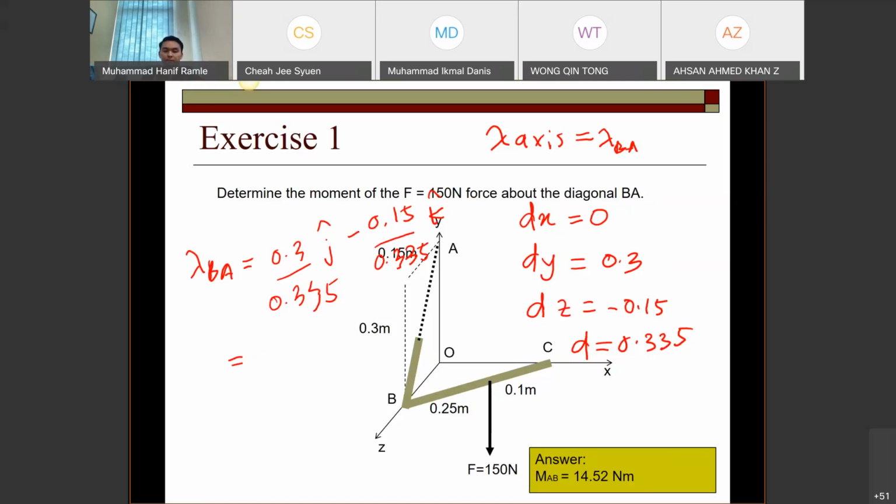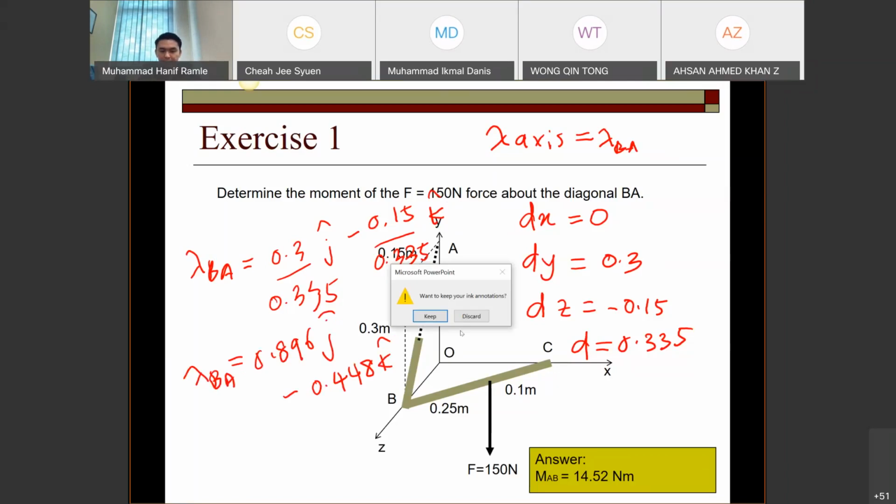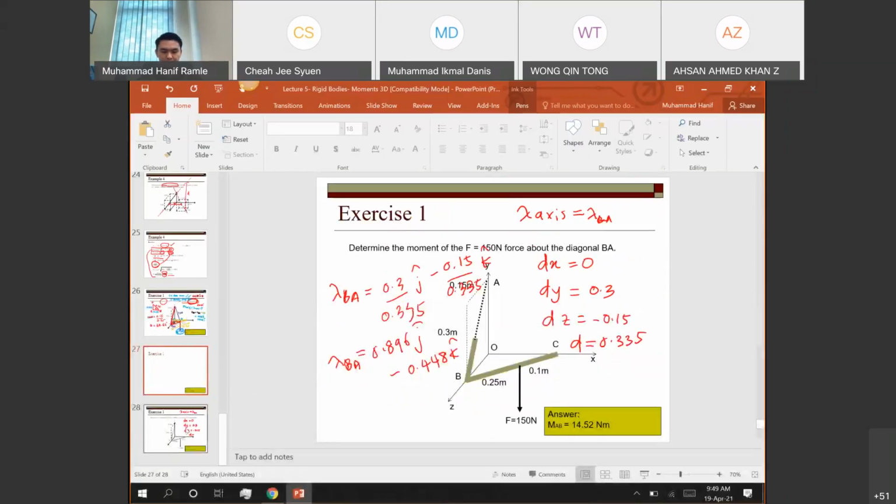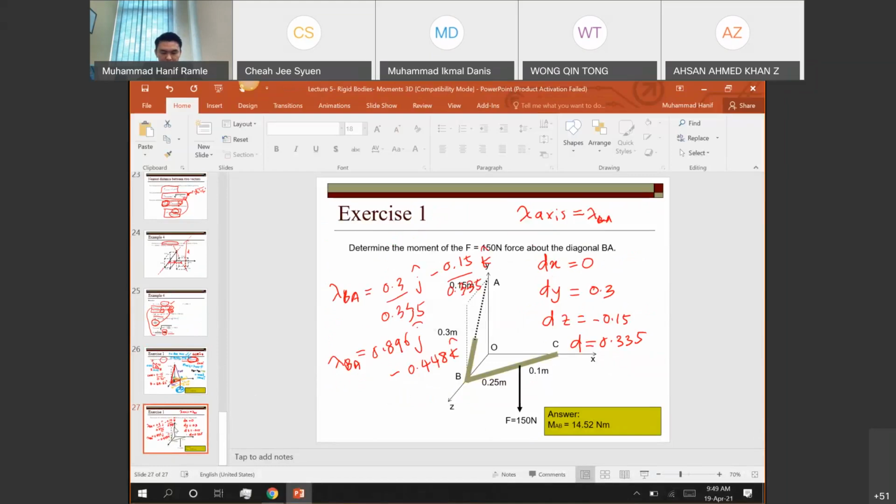Doctor, I get 0.896j minus 0.448. Okay, so everyone, please check the answer. This is your lambda BA. Same, 0.8955 and negative 0.447. Okay, great. So let me copy this one first.